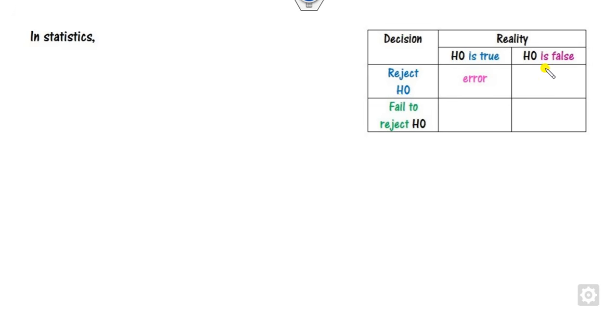Look at the second case. H0 is false and you rejected H0. It means there is no error inside it. That's a correct decision.